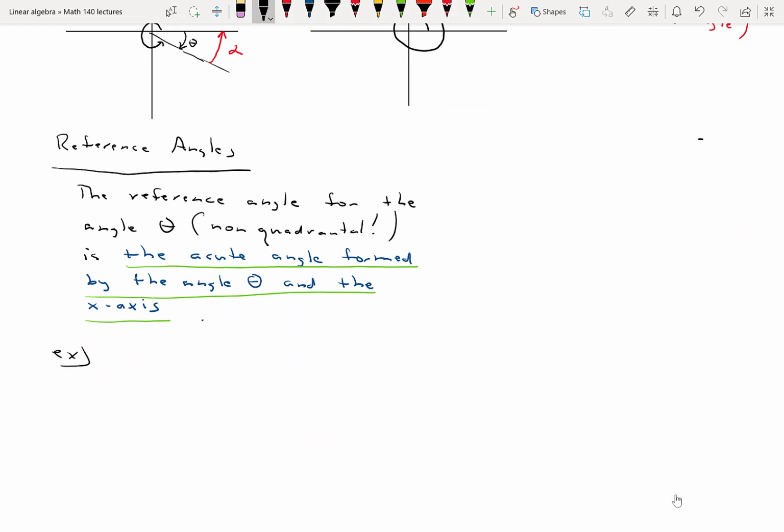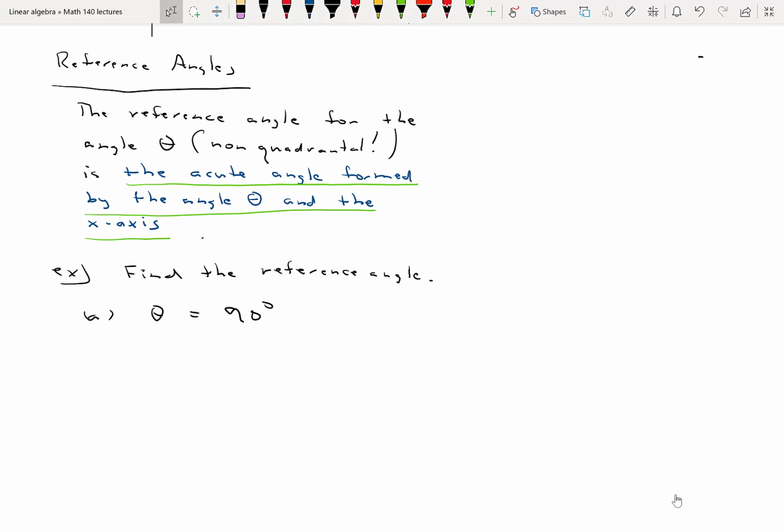Examples. Find the reference angle for A. Theta equals 90 degrees. What's the reference angle for 90? None. There's no such thing. 90 degrees is quadrantal.